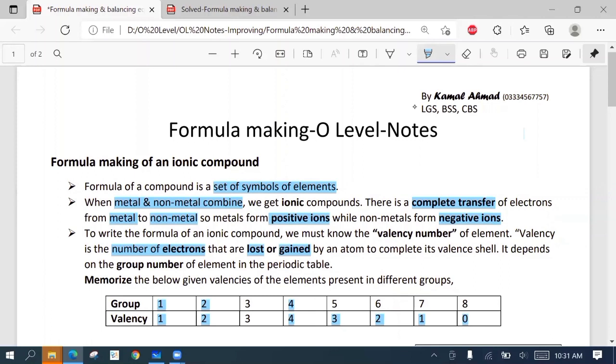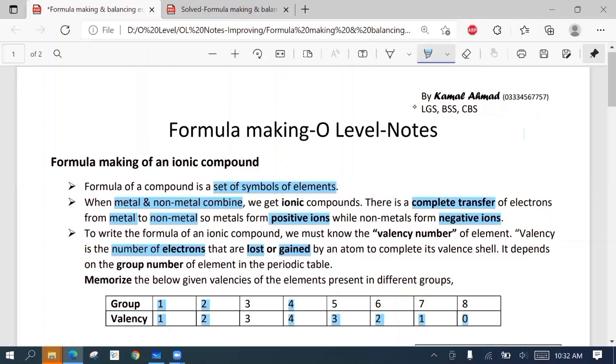Why does group number 1 have a valency of 1? Because it loses 1 electron. Group number 5 already has 5 electrons, so it gains only 3 electrons, so its valency is 3. We need to memorize these valencies. Valencies are very important to us, because they are needed in the process of making the formula of an ionic compound.